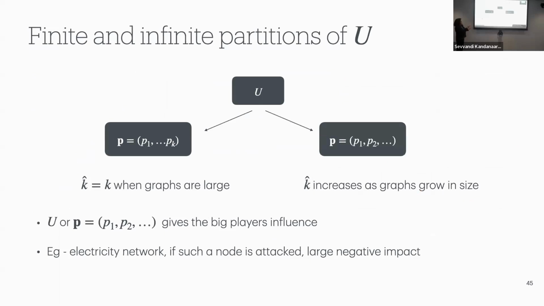So you can have just finite partitions for P, or you can have an infinite partition P as well, and we show that in these cases the estimate K, which is the number of components, increases as the graphs grow in size. And these P's are kind of giving what are the big players in the network, and in a way they influence as such.